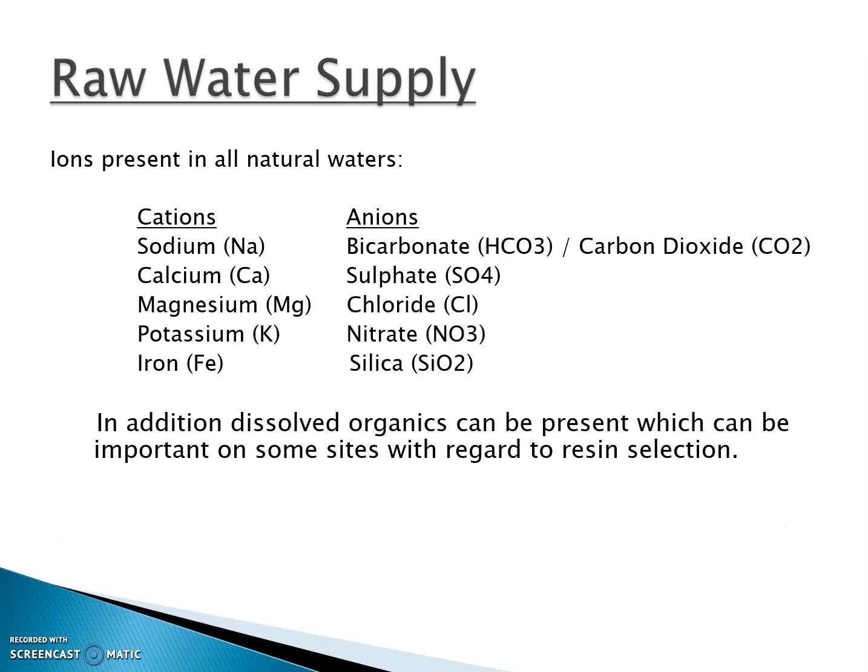Normally, the ions present in all natural waters are segregated into cations and anions. Let us have a discussion regarding the cations. The majority of the cations involved in natural waters are sodium, calcium, magnesium, potassium, and iron. And the anions involve bicarbonates, sulfates, chlorides, nitrates, and silicon. In addition, dissolved organics can be present, which can be important on some sites with regard to resin selection.